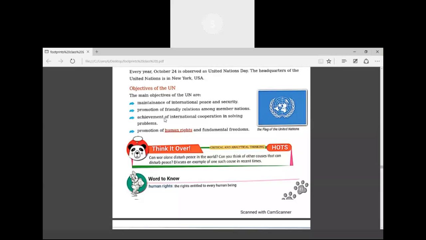Achievement of international cooperation in solving problems. International cooperation means everyone in the world should cooperate. Cooperate means give their help, give their assistance. They should not deny that. ठीक है. अगर पूरे वर्ल्ड में कोई भी प्रॉब्लम आती है तो सब लोग मिलजुल करके उसको सॉल्व करने की कोशिश करें. So this was also one of the objectives of UN. Promotion of human rights and fundamental freedoms.